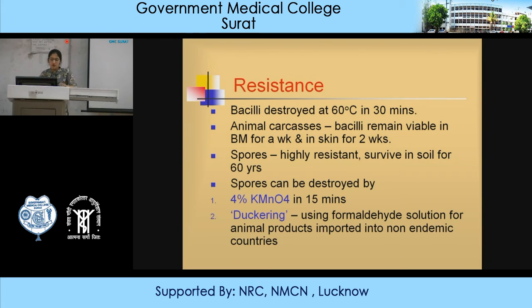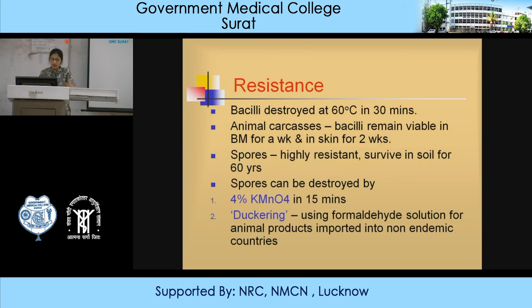Spores are highly resistant and survive in soil or in the atmosphere for up to 60 years. So it's suggestive of a highly resistant bacteria, basically because of spores. Spores can be destroyed by 4% potassium permanganate solution in 15 minutes or by duckering. Duckering is the method of destroying this infected tissue.